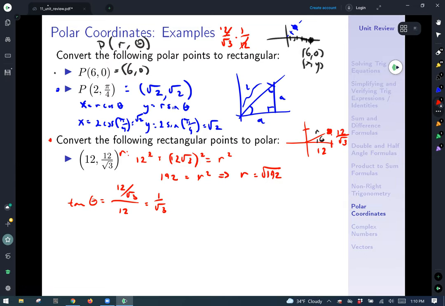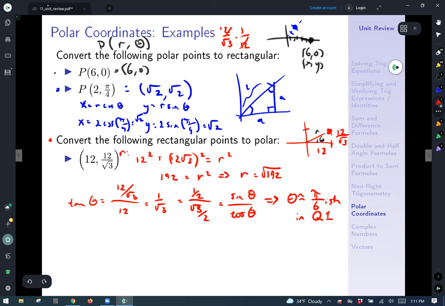Now, what's 1 over root 3 in terms of tangent? Well, that is 1 half over root 3 over 2. Why would we make that change? You guys know how to find an angle for tangent. Yes, you could fire up arctangent, but we don't need to because this is a key angle. What angle gives us sine of theta equal to 1 half and cosine of theta equal to root 3 over 2? Well, that happens at pi over 6. So theta is pi over 6. We know that our problem is in the first quadrant, so pi over 6 is our angle. So in polar coordinates, this point is square root of 192 with pi over 6 for the angle.